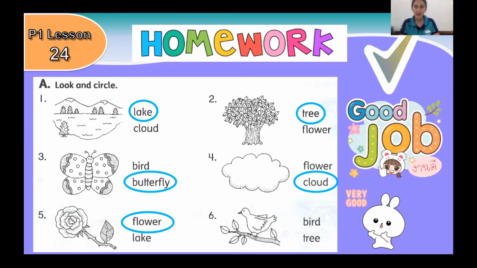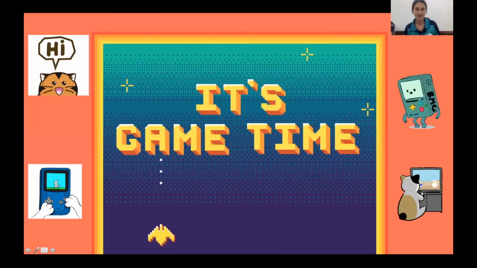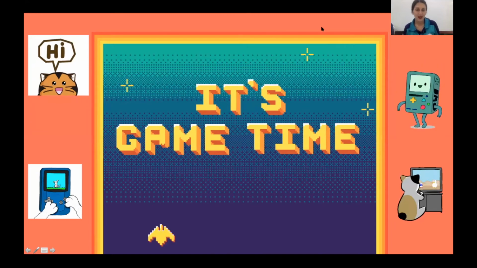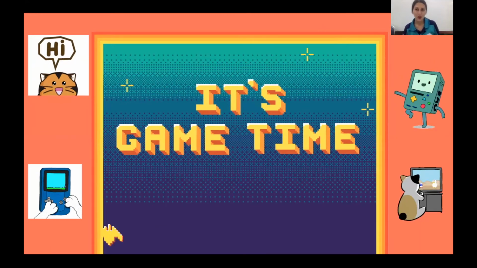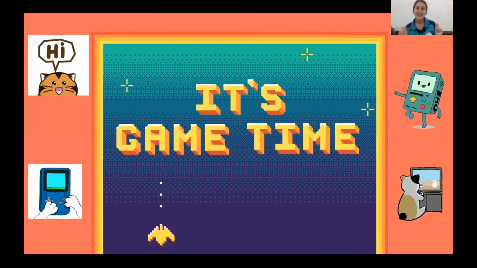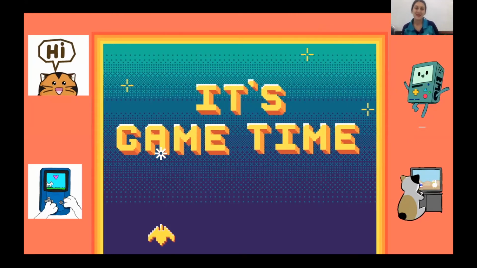And our last picture, number 6. Is it a bird or a tree? Let's check together. Good, it's a bird. Okay, P1, thank you for your homework. And now it's game time.